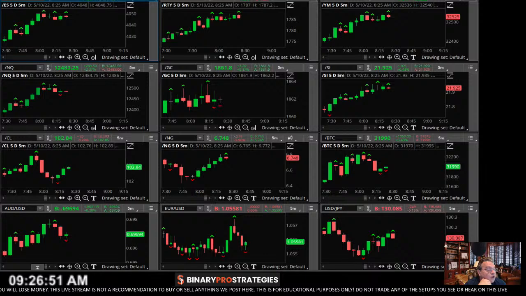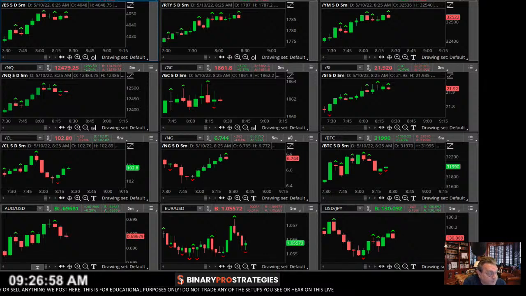All right, watching Aussie US, Euro US, a couple formations forming. That's with the core. So we have a couple core setups possibly forming for a short.